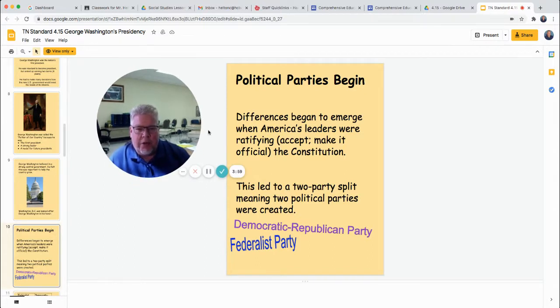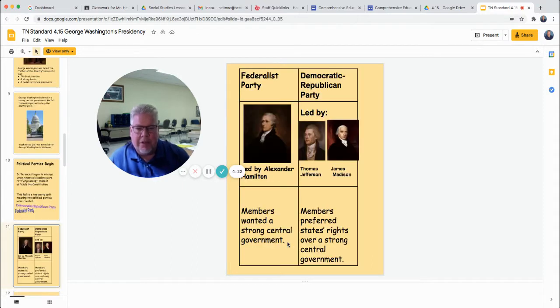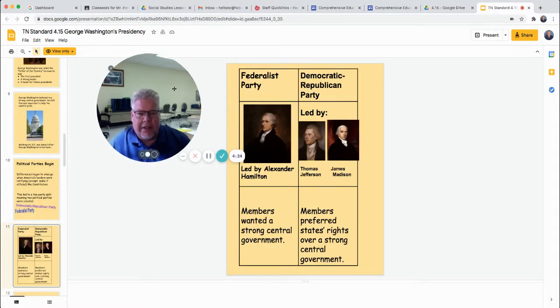Differences began to emerge when America's leaders were ratifying, accepting the Constitution. This led to a 2-party split, meaning 2 political parties were created. And remember, the Democratic Republican Party, we can also call them anti-federalists. This was just the official name of their party. And then the Federalist Party. The Democratic Republican Party didn't want a strong federal government. The Federalist Party did. The Federalist Party was led by Alexander Hamilton, and its members wanted a strong central government.